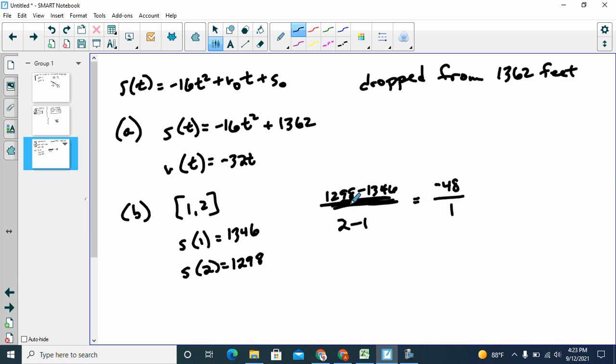This is a velocity. Notice I took a position and divided by time. That is a velocity. So I should get negative 48. Velocity would be measured in feet per unit time, which is per second.